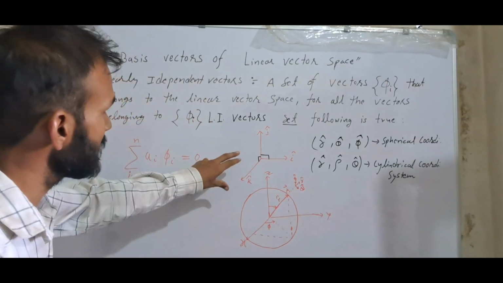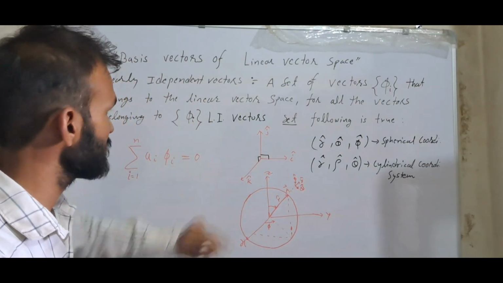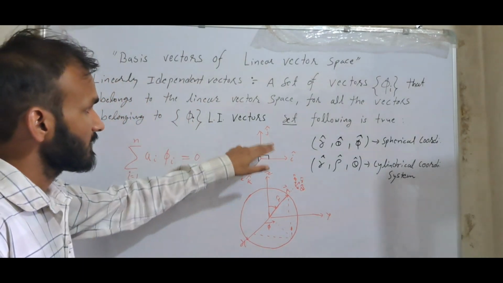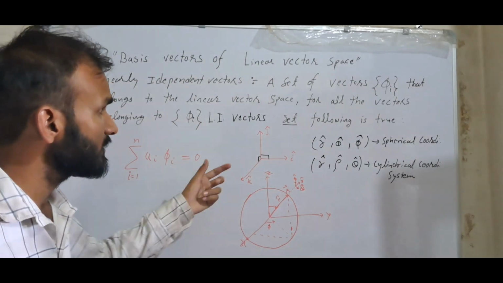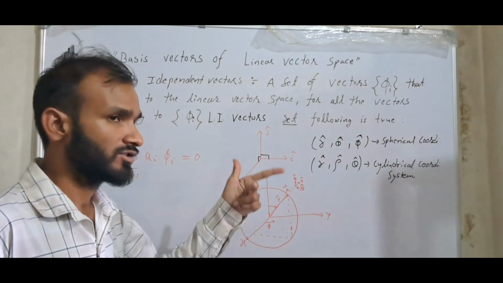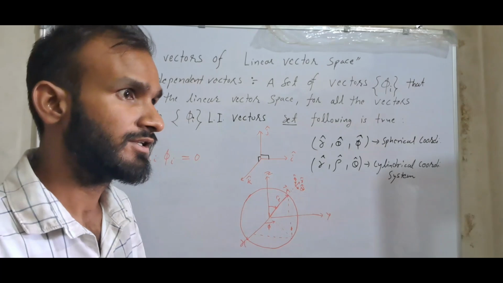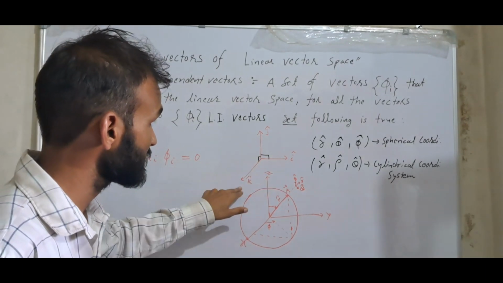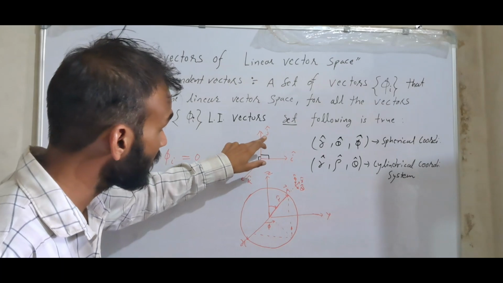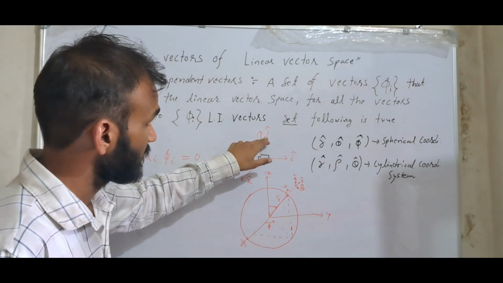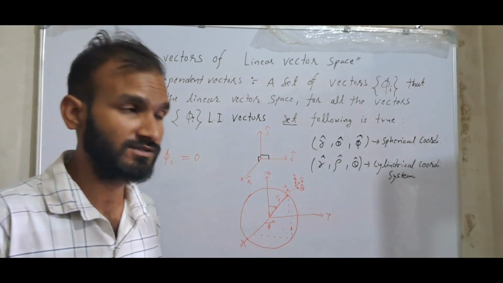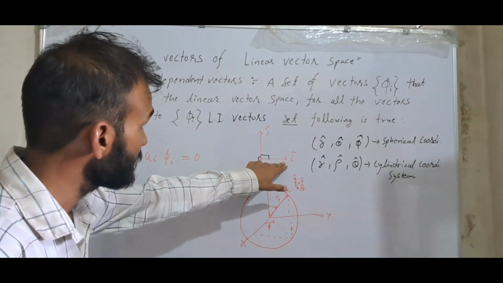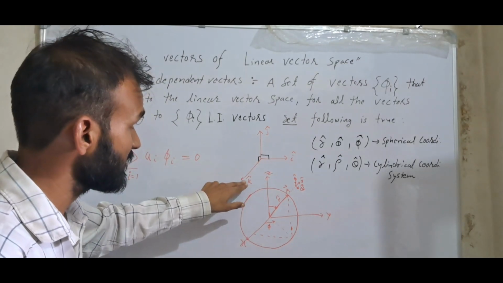So here you can see the Cartesian coordinate system. All three of these vectors are perpendicular to each other. So this vector has nothing to do with that vector, the dot product of this vector and that vector is 0. The dot product of this vector and this vector is 0.